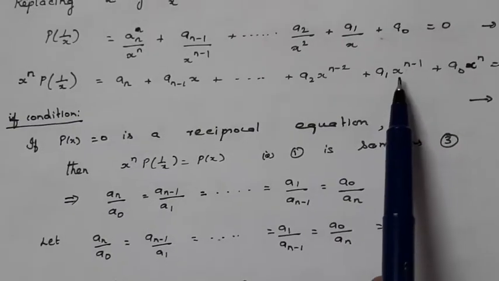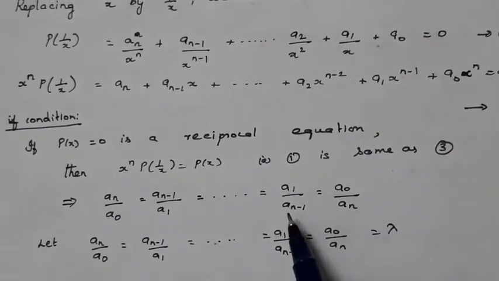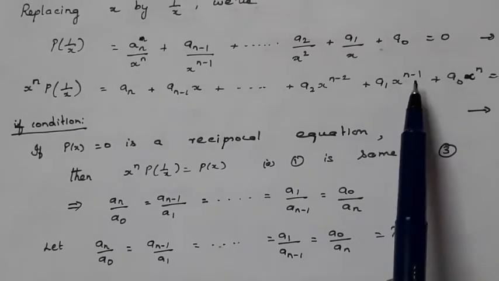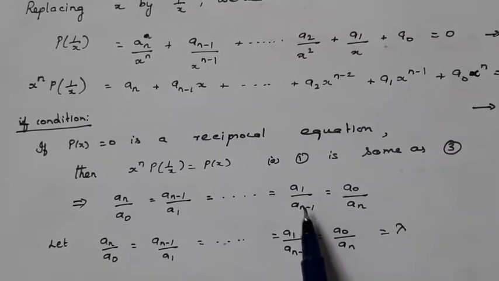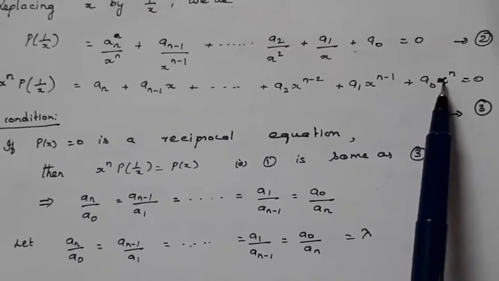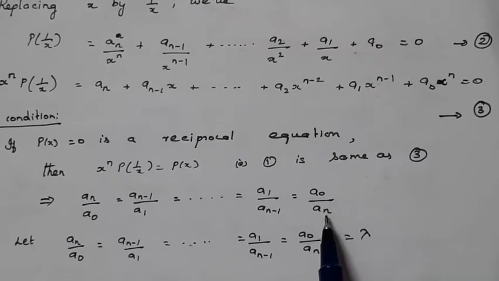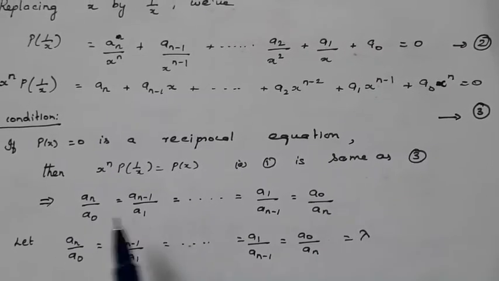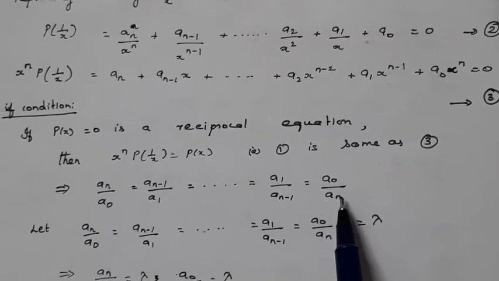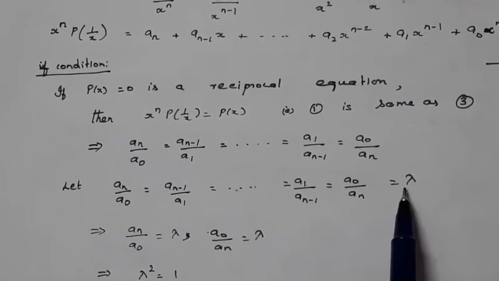a1 is the coefficient of x power n minus 1 for this one, and a(n) minus 1 is the coefficient of x power n minus 1 for the first equation. So a1 by a(n) minus 1, and a0 is the coefficient of x power n for this third equation, and for the first equation it will be a(n). So you are going to write down the ratios are equal.